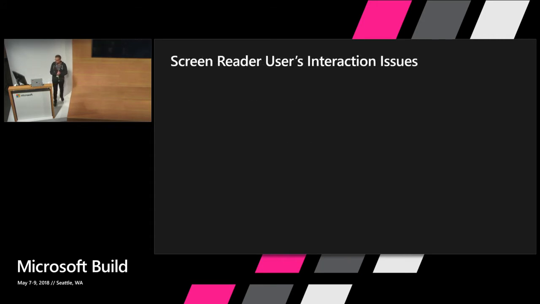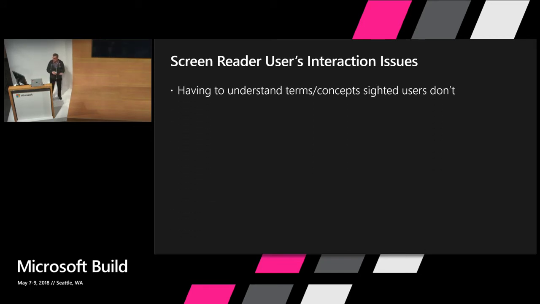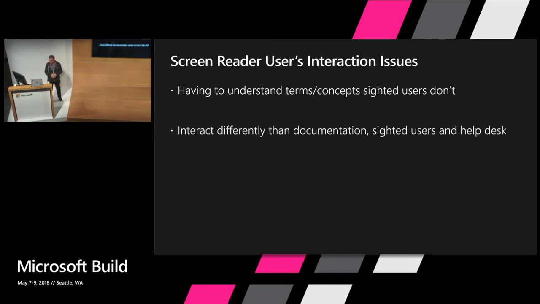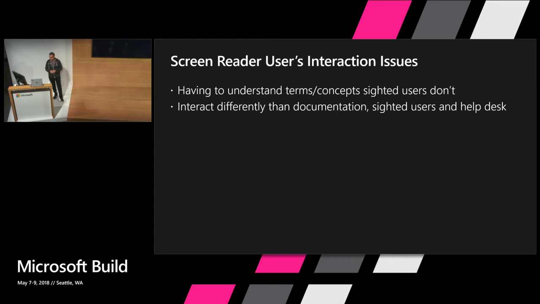So what are some issues that a screen reader user might have when they're using any application? They have to understand terms and concepts sighted users don't. So they have to understand tree view, checkbox, radio button. Again, a sighted user doesn't necessarily know those terms. They need to know that because they don't have the visual representation. Now they know how to interact with it based on the term. And they're going to know how to do it from the keyboard, assuming you guys gave them access from the keyboard.